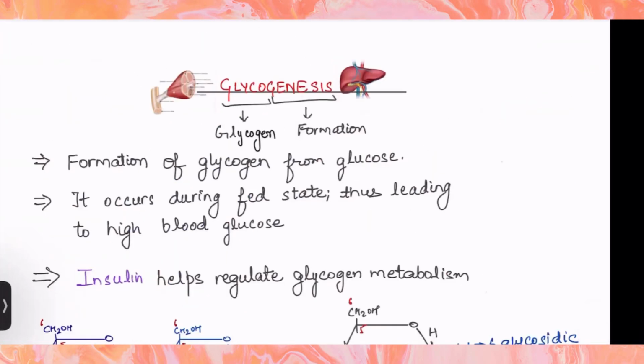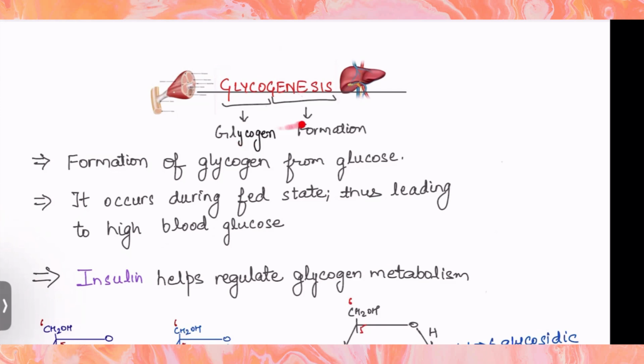Today in this video we are going to study about glycogenesis. This is an overlapping term, glycogenesis. That means glycogen formation from glucose. The glycogenesis process occurs during the fed state, thus leading to high blood glucose level.